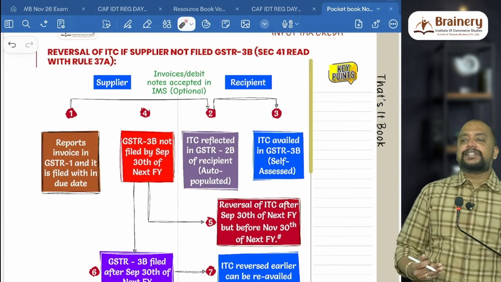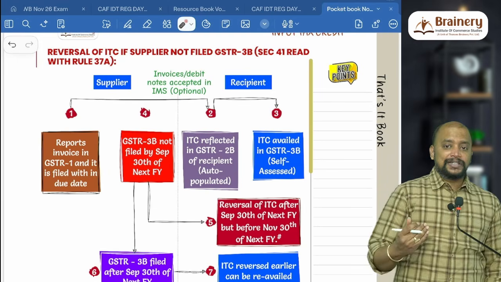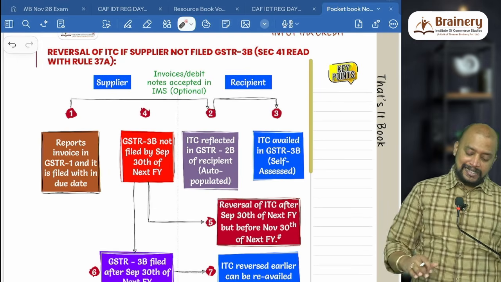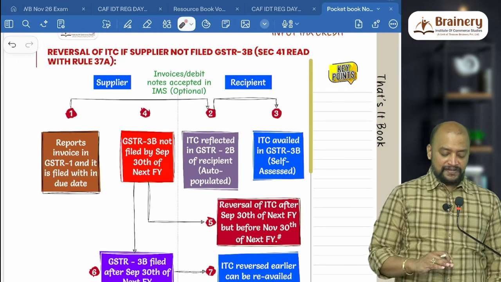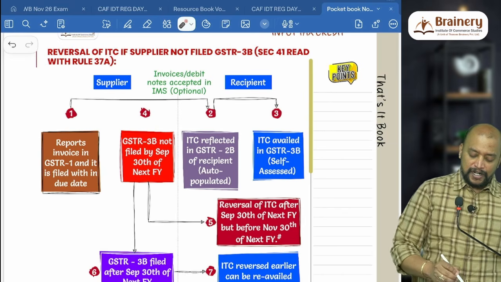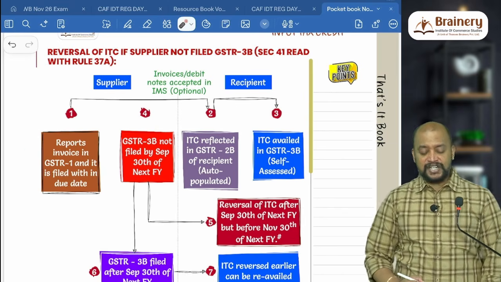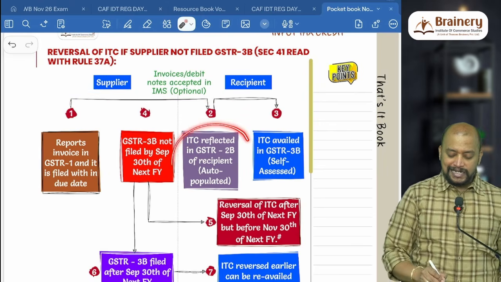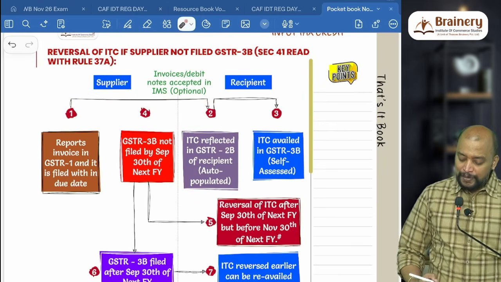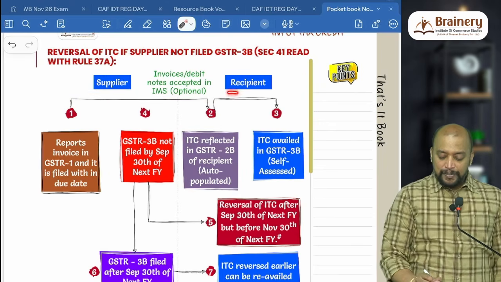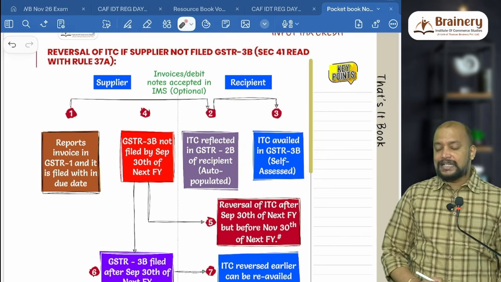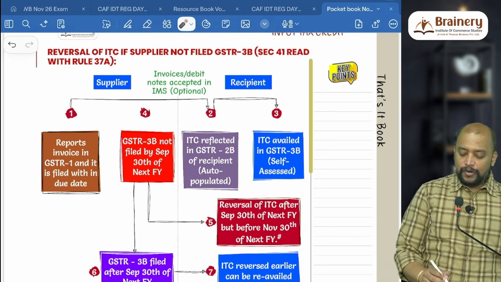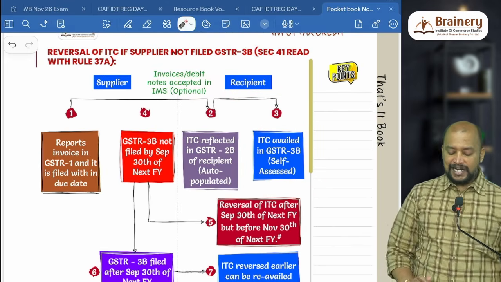The previous page is section 41 read with rule 36 sub rule 4. This is section 41 read with rule 37A. The supplier will report the details in GSTR 1, it is filed by the due date. Based on that, to the recipient, ITC is reflected in 2B, and the recipient can avail the ITC in 3B self-assessed, and of course this IMS functionality is there.